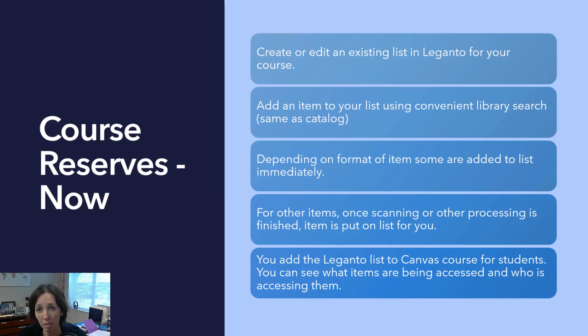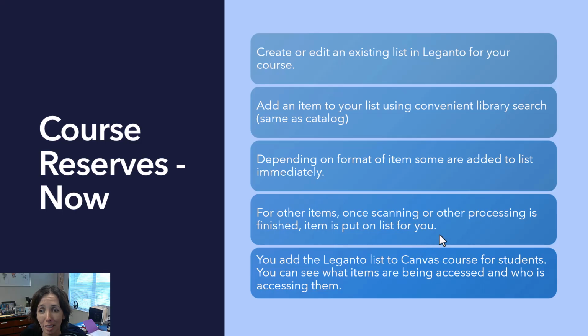Depending on the format or what that item is, some of that stuff is just going to go straight on your list. So if it's an article from a database, that's in your list. You didn't have to ask anyone to do anything, activate, link to course, it's done. If it's an ebook, same thing. For physical books, you're going to add it to the list. You're going to tell us you want it moved to course reserve. We're going to process that all for you on the back end. You'll get an automatic notification from the system or from us letting you know it's done.